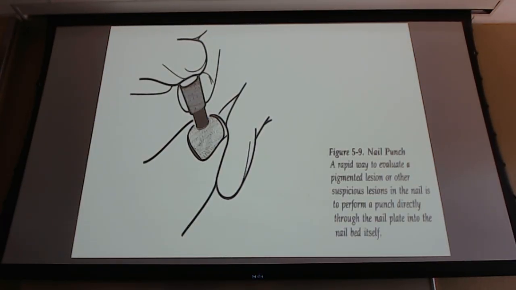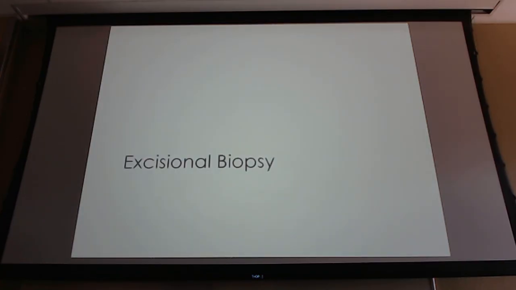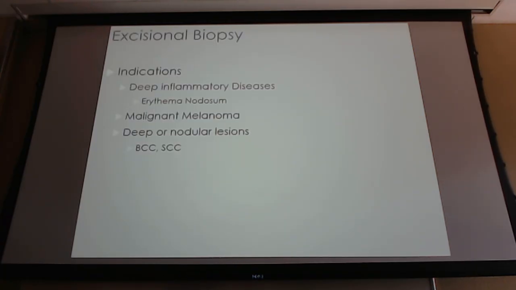We're going to punch and then we're going to get it out. So the big one, the one that we use more commonly just because we want to get that full thickness because we have some concern, is the excisional biopsy. So it's for deep inflammatory disease, so erythema nodosum, malignant melanoma, deeper nodular lesions, so BCC, SCC. We're doing these things that are going to push us into excisional biopsy.